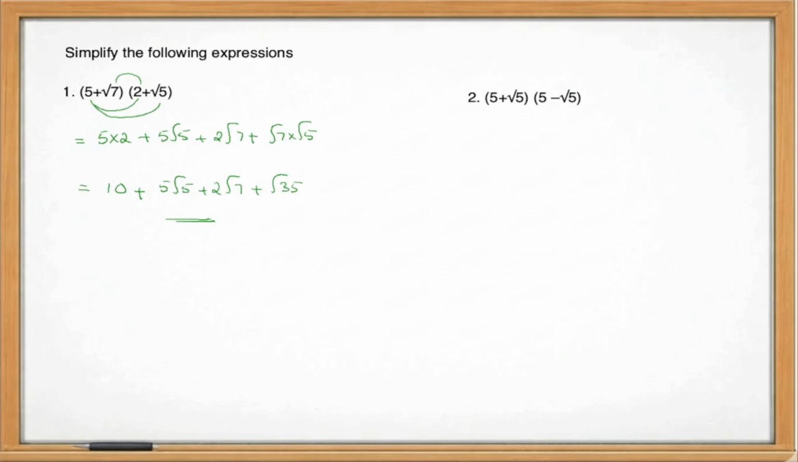Next question. (5 + root 5)(5 - root 5). We can use the identity. Which identity can we use? (a + root b)(a - root b) is equal to a square minus b. So this we can write as 5 square minus 5, which is equal to 25 minus 5, which is equal to 20. This is our answer. I hope you understood. Now let us go to the next page.